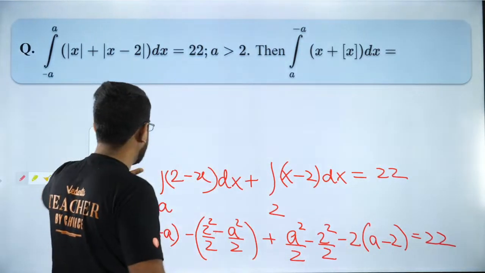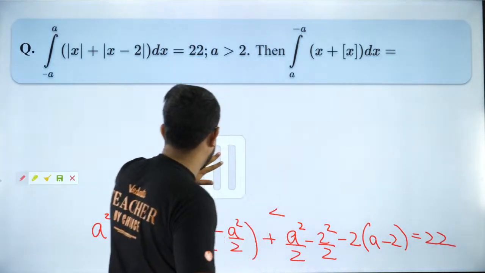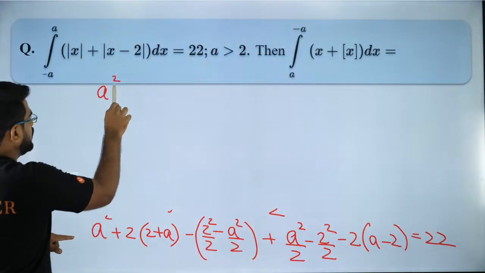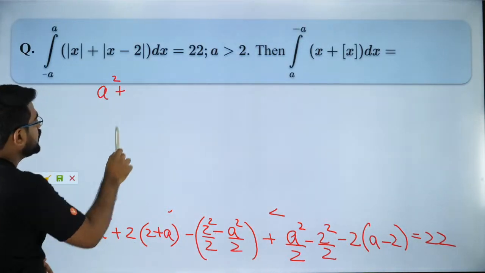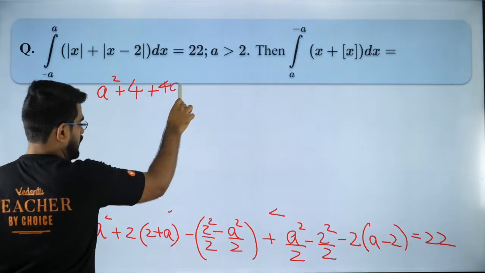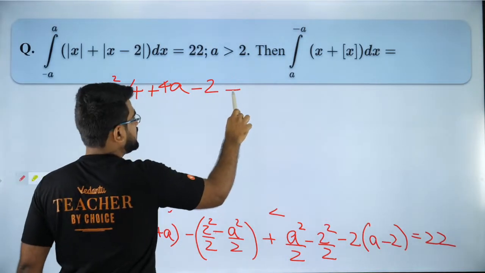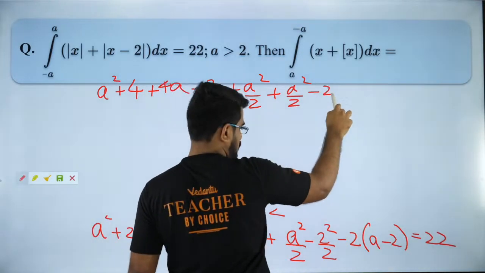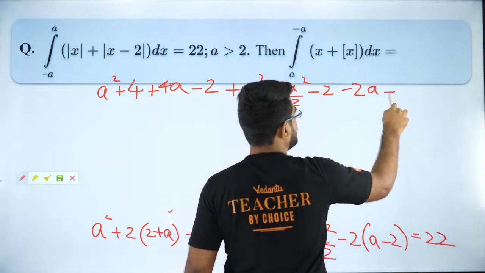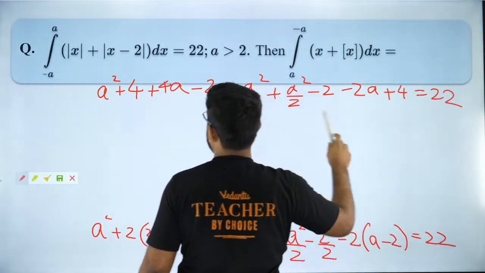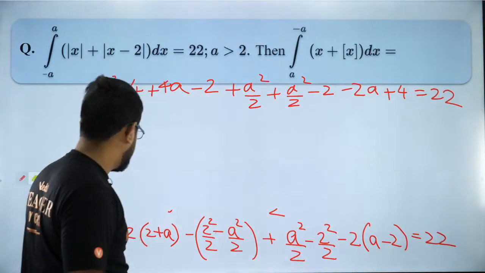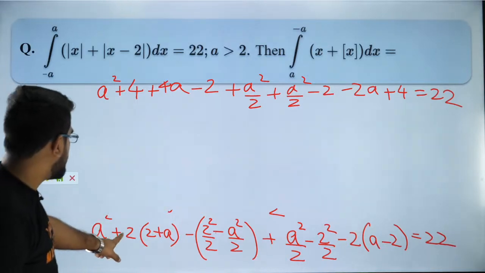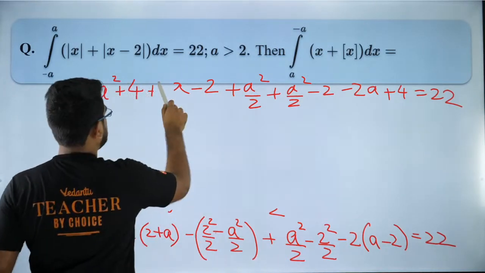Okay. So let us try to complete it, my dear students. Everybody please pay attention. So what do we have here? I have a square plus 4 plus 2a plus 4 plus 2a. I'll have minus 2 plus a square by 2 plus a square by 2. I'll get minus 2 minus 2a plus 4 is equal to 22. So I'll have, is that correct? Yep. So it is not 4a, it is 2a, I'm sorry. Yeah, that's why I was wondering.